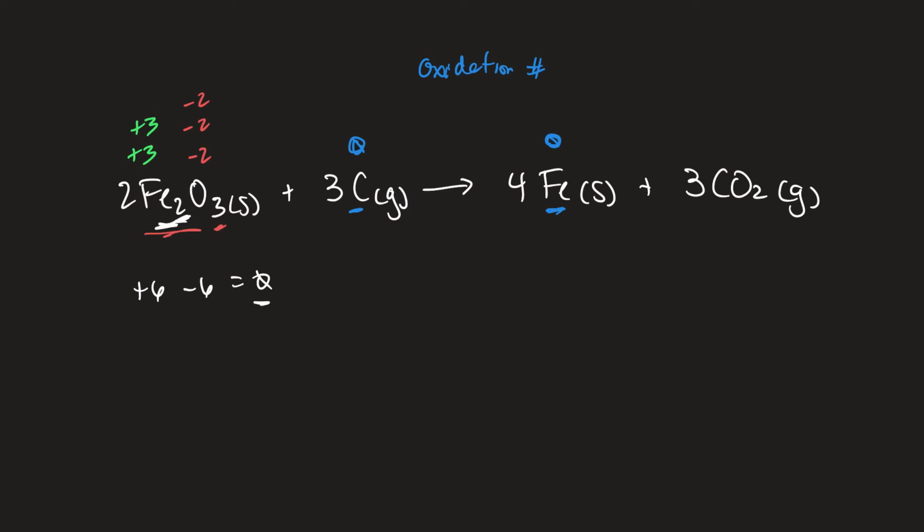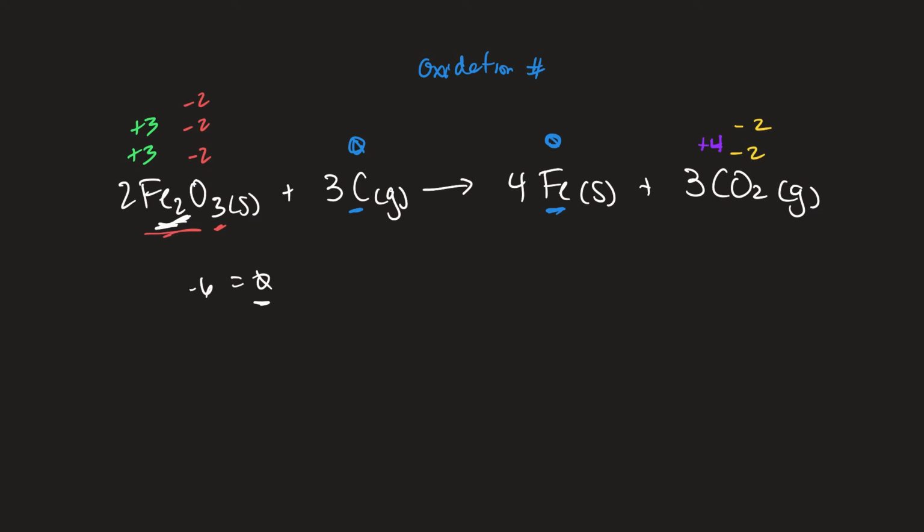Okay, now let's go to the other side. Let's look at CO2. So we know that oxygen has an oxidation number of -2, and there's 2 of them. Okay, so what must be the oxidation number of carbon? Well, the oxidation number of carbon must be +4 in order for this to be a neutral compound.